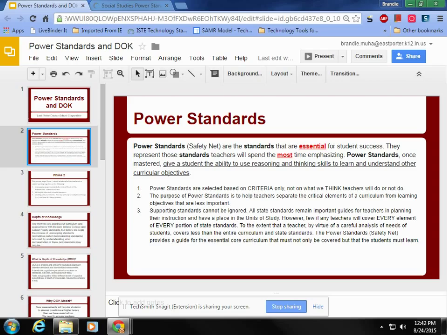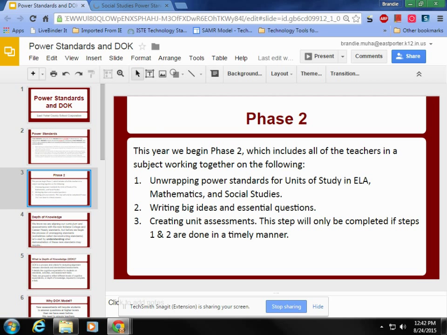However, when teachers are dealing with time constraints and a multitude of standards, the power standards are the essential standards that not only must be covered, but must be learned. So this year we begin phase 2 of the curriculum design process, which includes all of the teachers in grades K through 12 for English language arts, math, and social studies, working together on the unwrapping of power standards, writing big ideas and essential questions, and revising assessments.